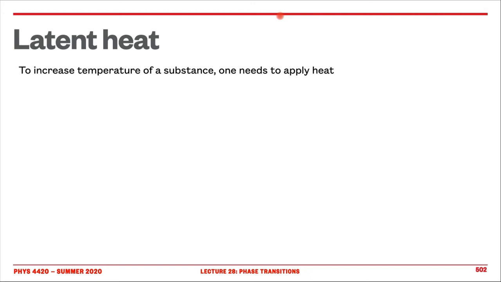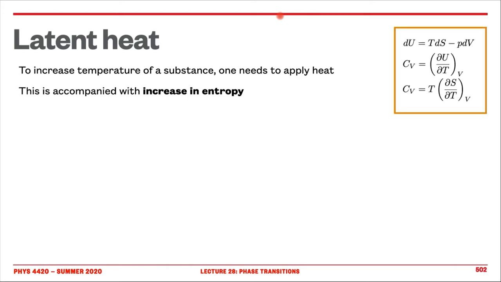So let's try to go back to what we discussed about the phase transition of a liquid into a vapor. So we saw that, of course, if you want to increase the temperature of a substance, you need to provide heat. So you need to transfer heat into the system. You also know that if you provide heat into a system, you are increasing its entropy by definition. Now let's go back a little bit to the first law of thermodynamics, dU equal TdS minus PdV. We've introduced a definition of the heat capacity at constant volume, Cv, which is the partial derivative of the internal energy with respect to temperature at constant volume.